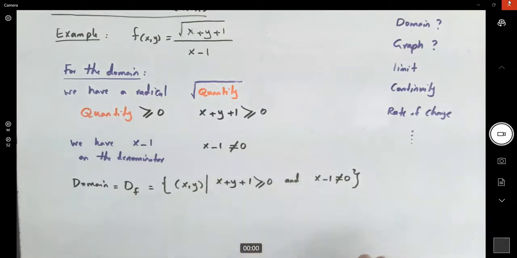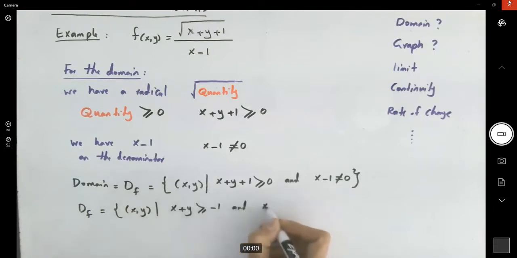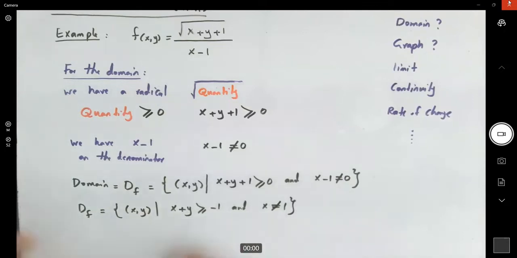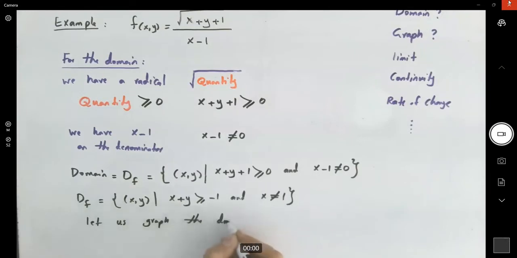How do I visualize this? My domain, then the graph. So the domain of f is the set of all points such that x plus y is larger than or equal to -1, and also my x cannot be 1. Okay, so what's the domain like? How do I visualize the domain? It's part of the plane. I already know that, but what's the graph like? Let us graph the domain.